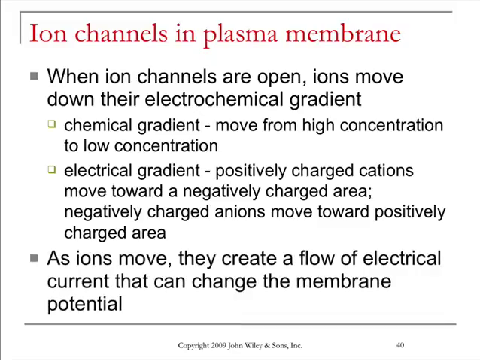As ions move through these ion channels that are found in the plasma membrane, they will create a flow of an electrical current, and that can change the membrane potential. In other words, that can change the amount of charge on one side of the membrane versus the other side of the cell membrane.